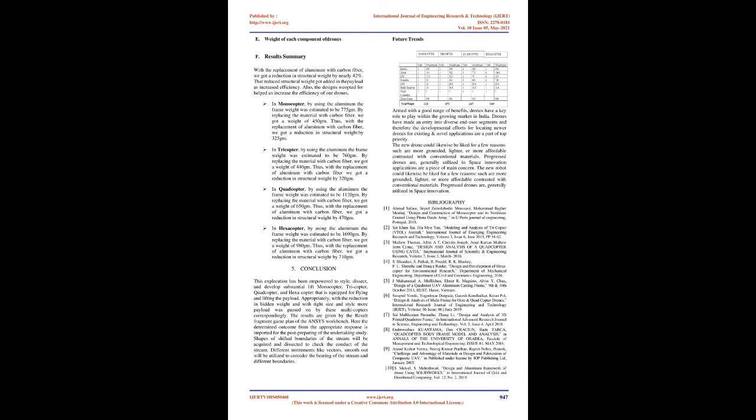In Hexacopter, by using the aluminum, the frame weight was estimated to be 1690 gm. By replacing the material with carbon fiber, we got a weight of 980 gm. Thus, with the replacement of aluminum with carbon fiber, we got a reduction in structural weight by 710 gm. 5. Conclusion. This exploration has enabled us to design, analyze, and develop heavy lift monocopter, tricopter, quadcopter, and hexacopter that are equipped for flying and lifting the payload.